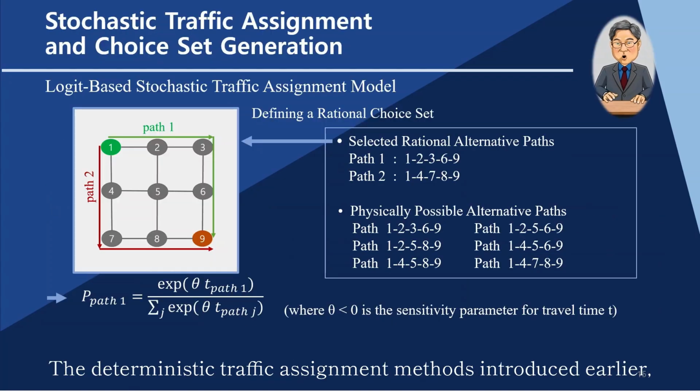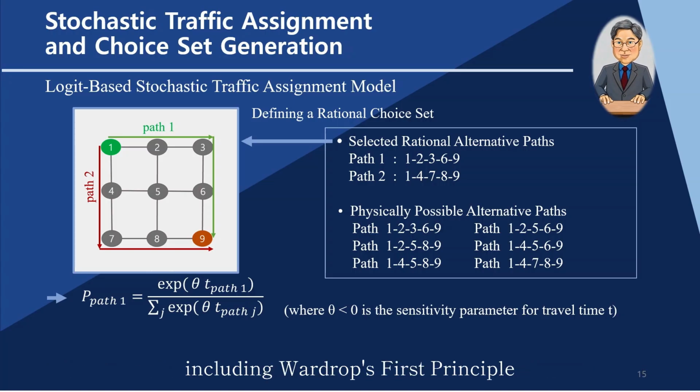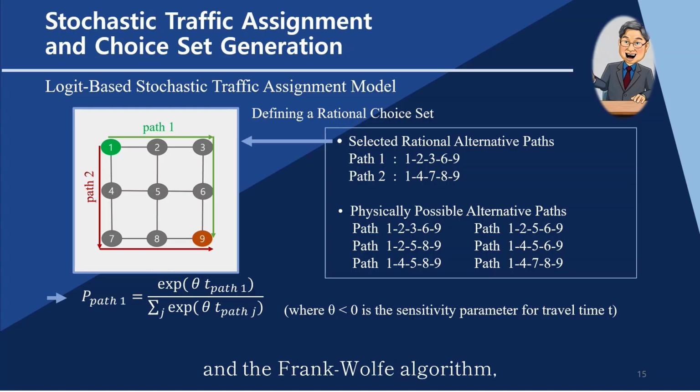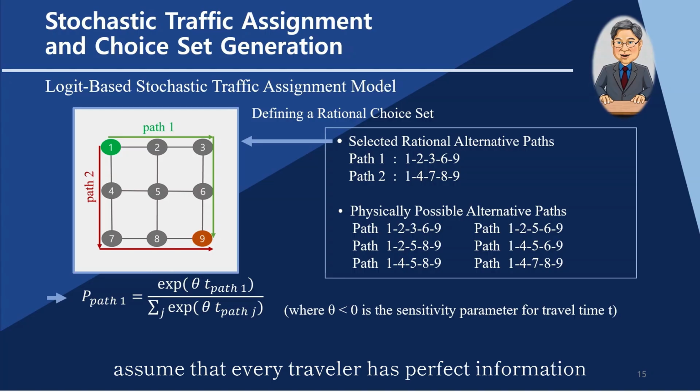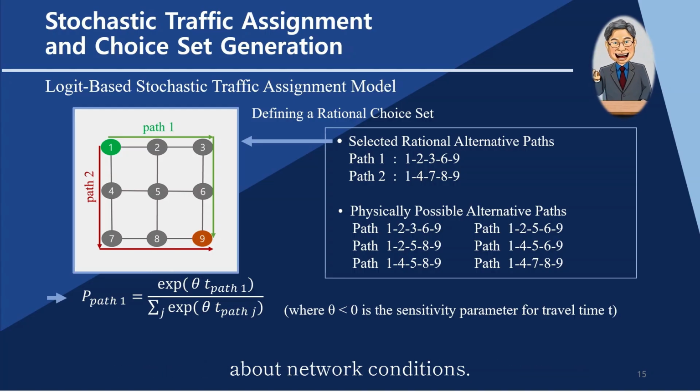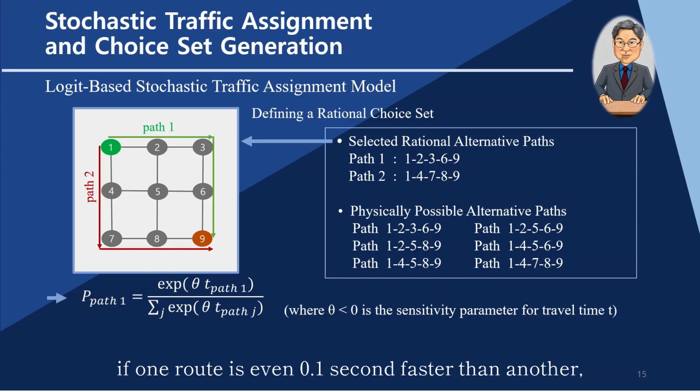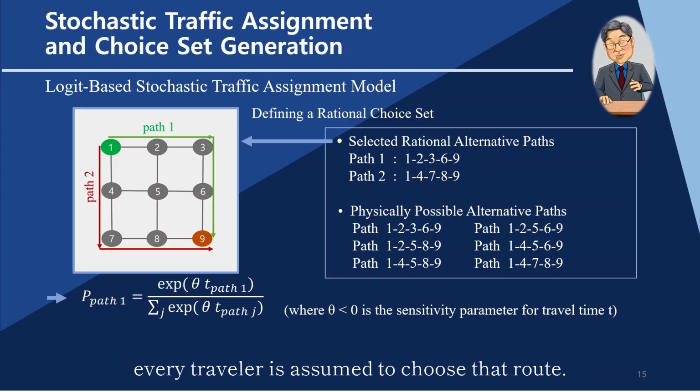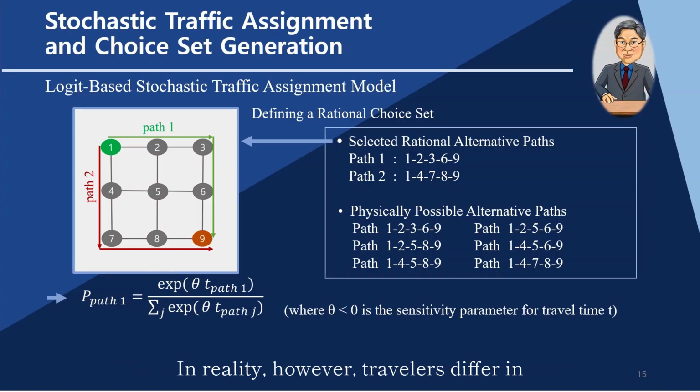The deterministic traffic assignment methods introduced earlier, including Wardrop's first principle and the Frank-Wolfe algorithm, assume that every traveler has perfect information about network conditions. Under this assumption, if one route is even 0.1 second faster than another, every traveler is assumed to choose that route. In reality, however, travelers differ in how they perceive traffic conditions.